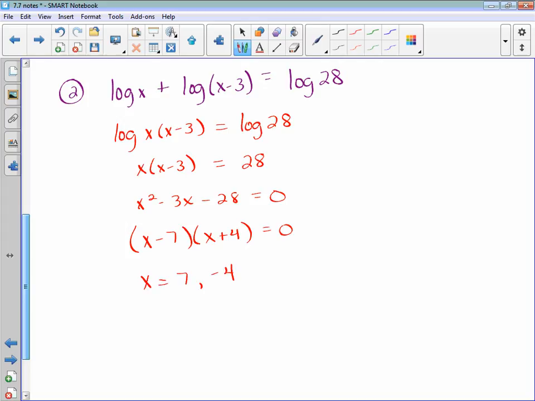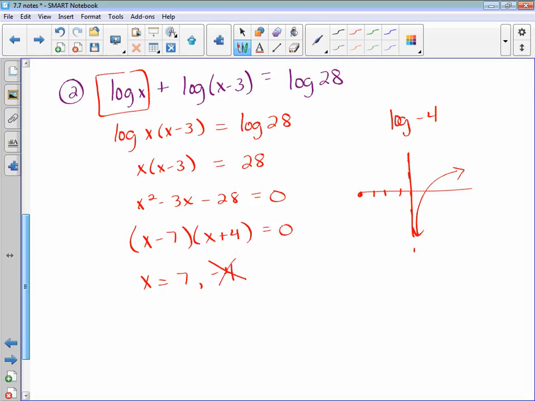Do they both work? Probably not. Not the negative 4. So guys, if you go back to your original equation and I try to plug it in like right here, log of negative 4. Think about your log graph. Doesn't it have a vertical asymptote like right there and then goes like this? So can I put in negative 4? No. Okay, so that one does not work.